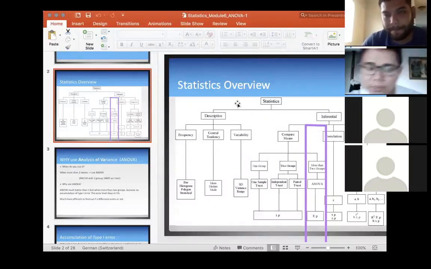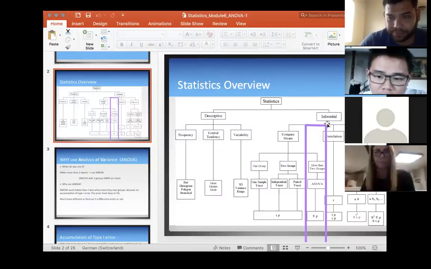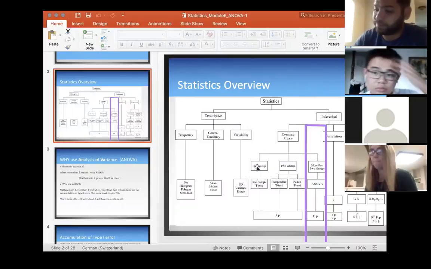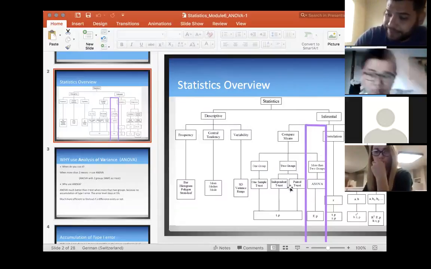All right, so we started over here with the descriptive statistics, and now we're over in the inferential, right? Inferential means we are, from a sample, inferring to the population. So now we are in this area here. This is the compare the means area.